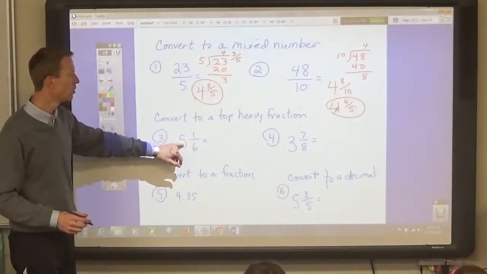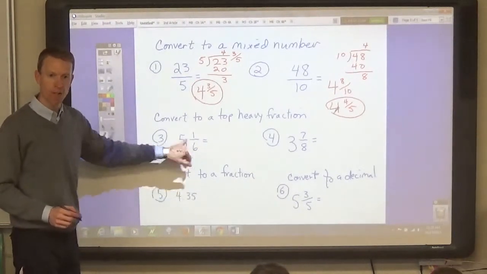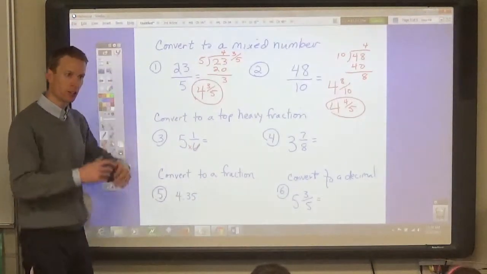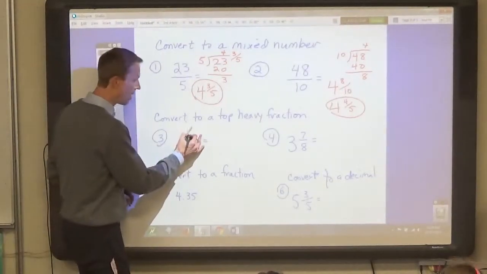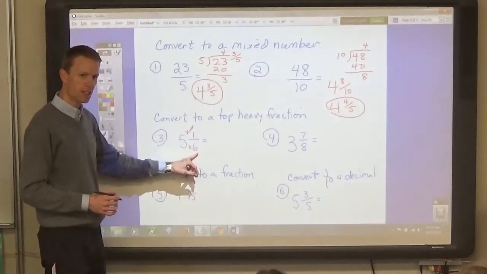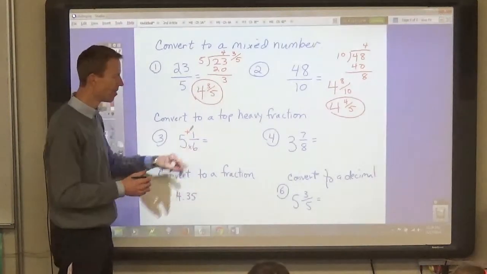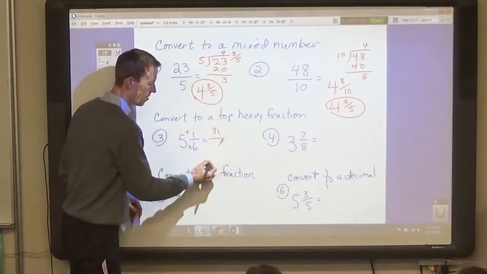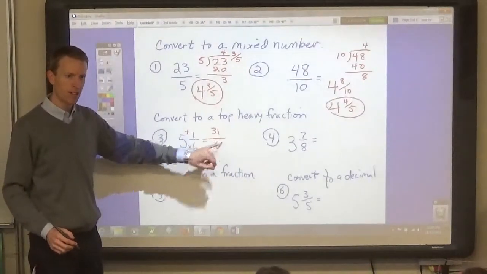Let's talk about converting to a top-heavy fraction. When we have to figure out how many pieces we have. That's why you multiply the whole number times the denominator, so you can find how many pieces you can make out of the whole number, and then add the pieces you already have. 5 times 6 is 30, plus 1 is 31 over 6. We're talking about pieces that are this size, 31/6.